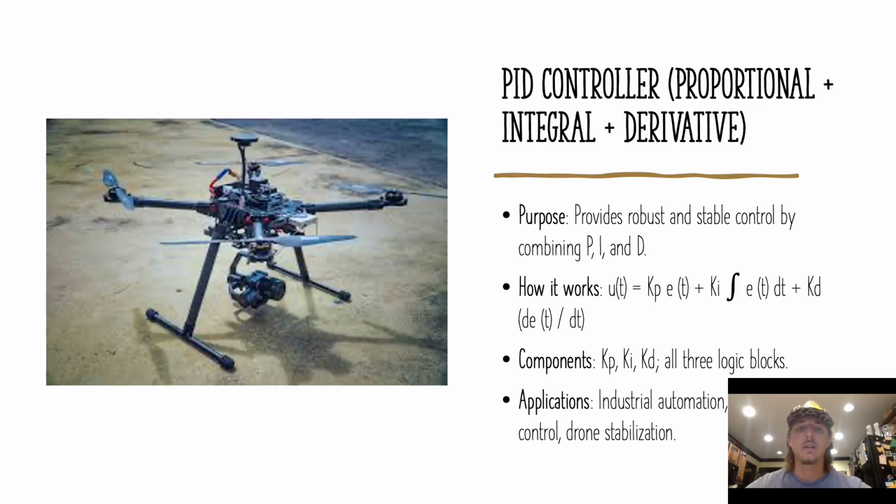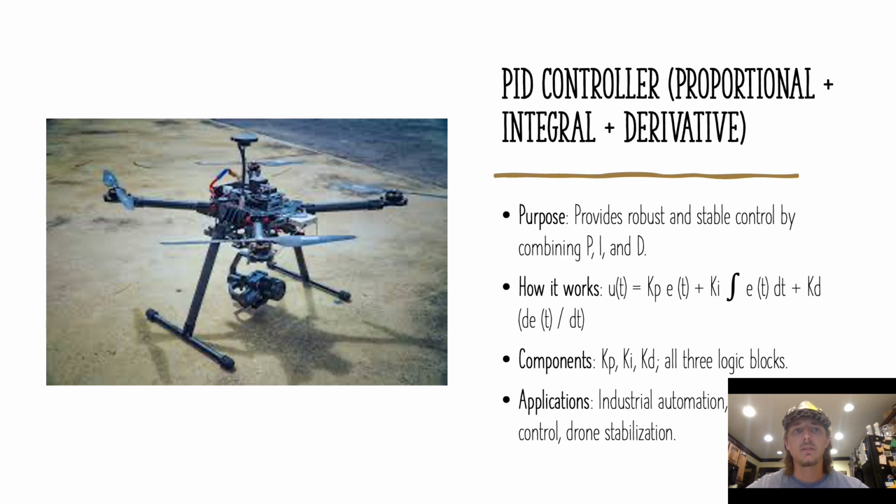PID controller, proportional/integral/derivative controller, is a widely used control strategy that combines all three of the key actions. The goal of a PID controller is to provide a fast, accurate, and stable response by addressing the current error, past accumulated errors, and the predicted future trends of the error.